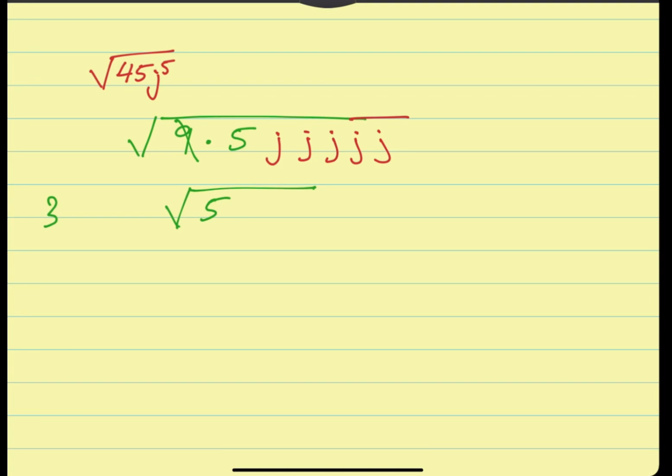Let's see how many groups we can make. 1, 2. It's only 2 groups because there's just one more. And the one that is left, where does it stay? Under the radical. 5J under the radical. Got it? Yeah. Let's look for another one.